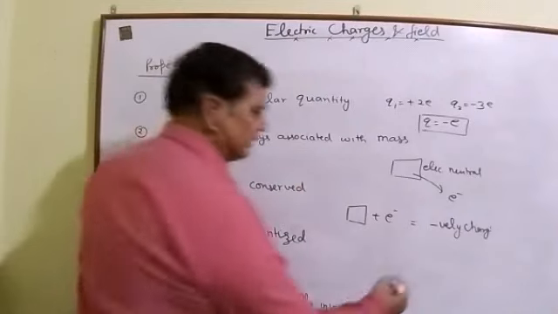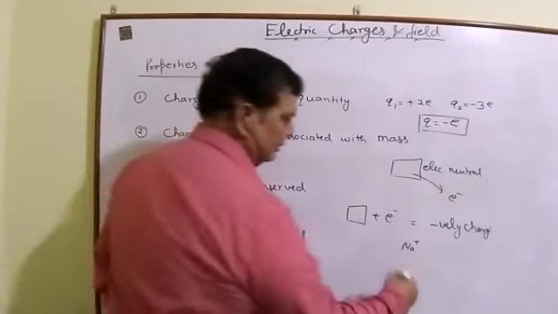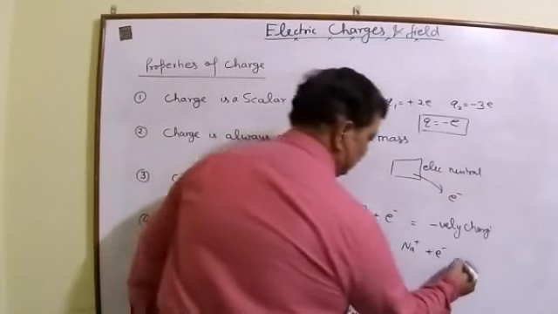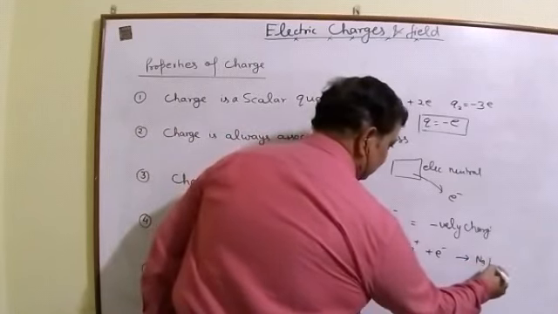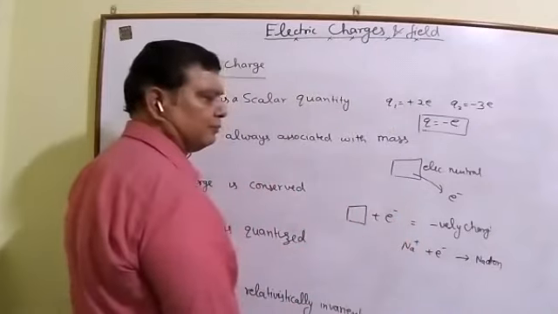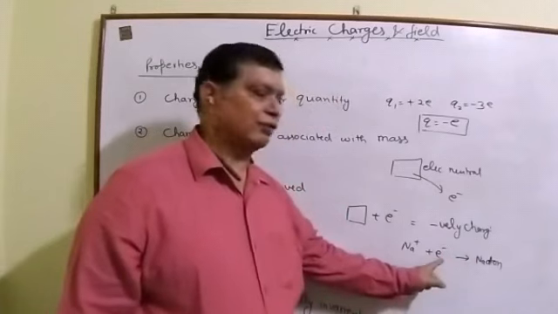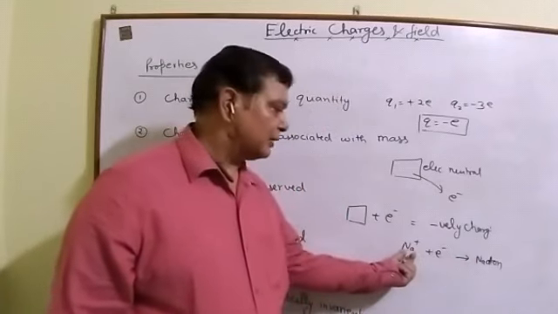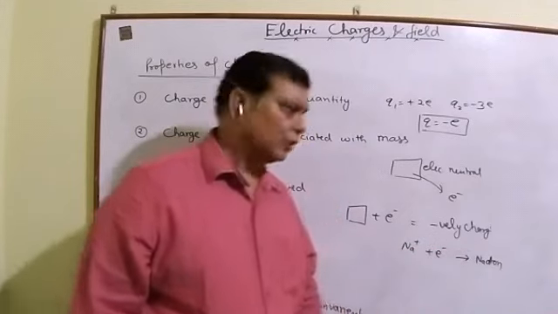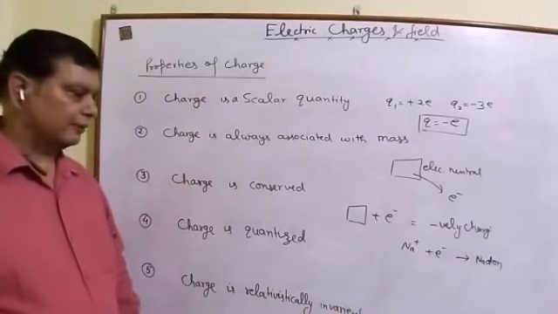Or suppose there is a sodium ion and it has accepted one electron. So it is now sodium atom. So whether the charge is destroyed on the sodium atom? No. Only just because of the transference of electron, this charge is neutralized. So charge neither can be created nor can be destroyed.